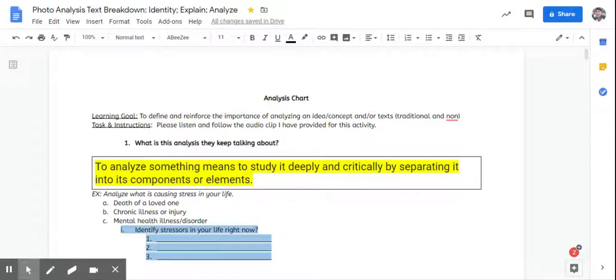And this week, I want us to focus and just reinforce the concept and idea of what it means to analyze something, albeit a traditional text, a non traditional text. It could be song lyrics, it could be photographs, it could be paintings, it could be just a concept or an idea. So I would like us to complete the activities I have in this Google Cloud submission.